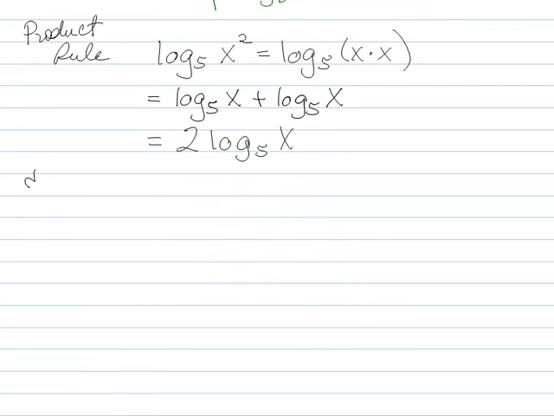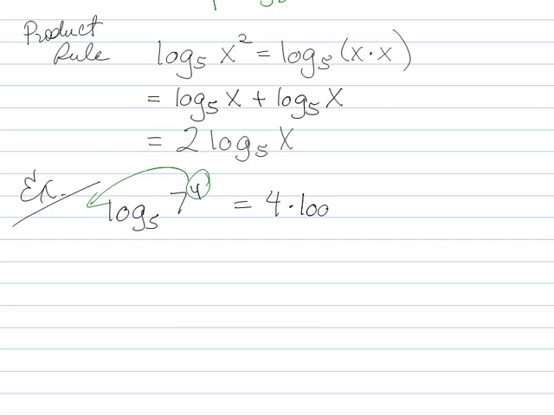So if I had something like log base 5 of 7 to the 4th, I can fix that. I can take this 4 and stick it out front, and now all of a sudden I've got 4 times log base 5 of 7. And to me, this just looks so much happier and more peaceful.